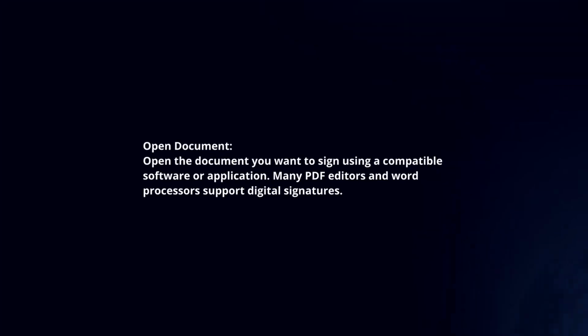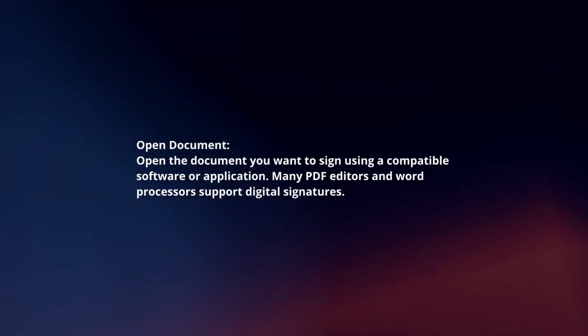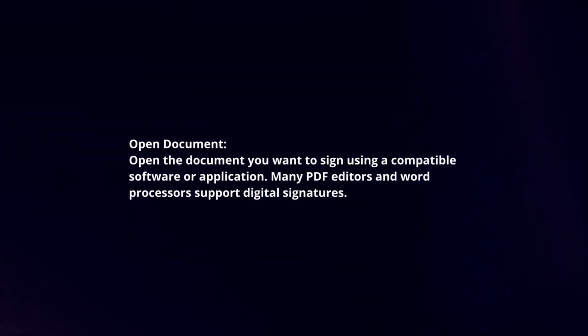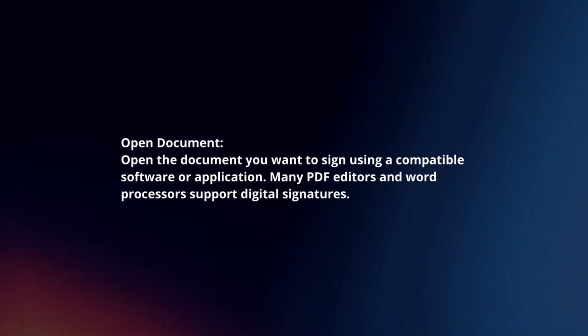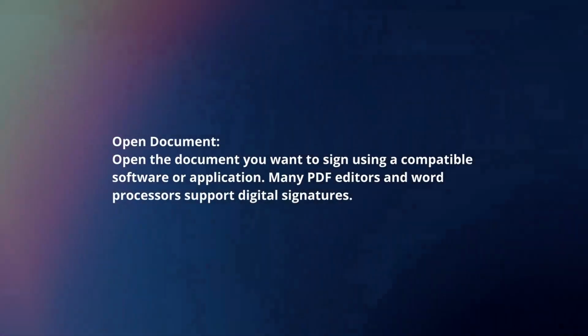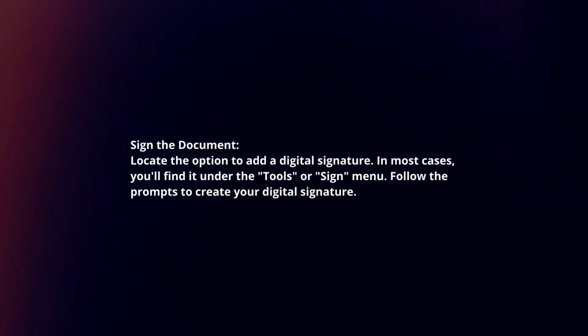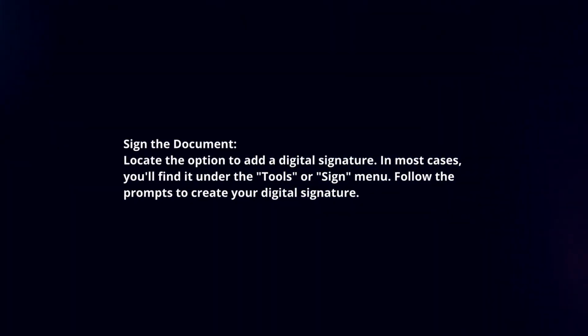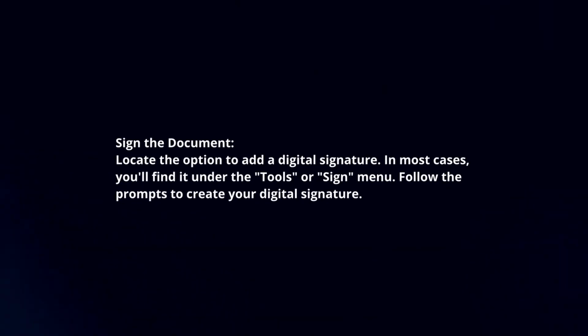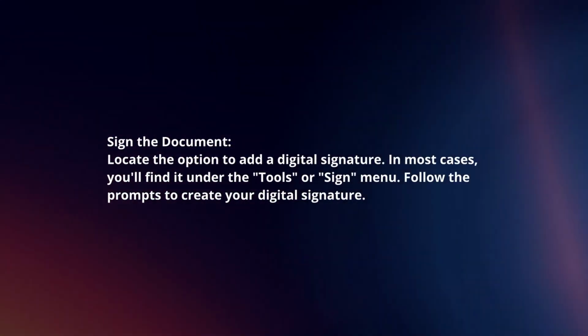Open document. Open the document you want to sign using a compatible software or application. Many PDF editors and word processors support digital signatures. Sign the document. Locate the option to add a digital signature. In most cases, you will find it under the Tools or Sign menu. Follow the prompts to create your digital signature.